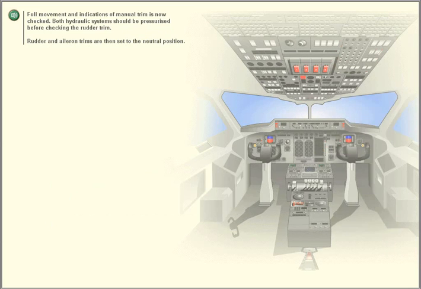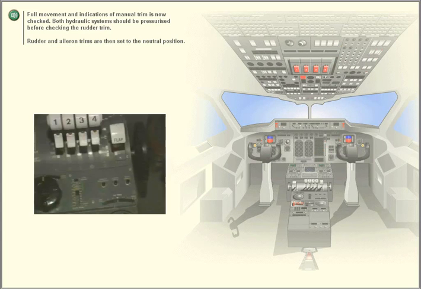Full movement and indications of manual trim is now checked. Both hydraulic systems should be pressurized before checking the rudder trim. Rudder and aileron trims are then set to the neutral position.